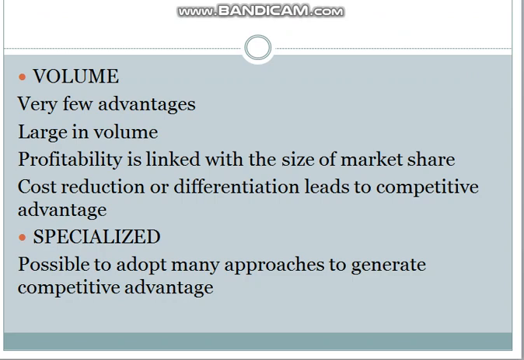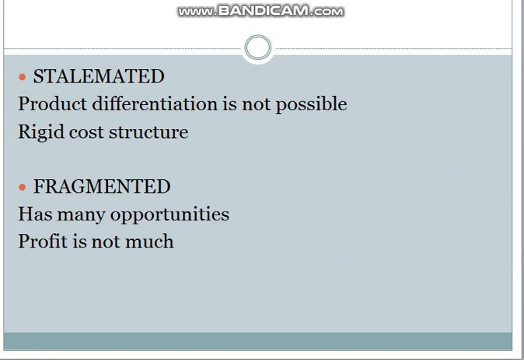Here, in this type of organization, it is possible for an organization to adopt many approaches to generate competitive advantage. And next one is stalemate. Meaningful product differentiation is not possible, and at the same time the cost structure of the industry is very rigid. For example, product differentiation in the sugar industry is more or less meaningless, and its cost is rigid to a great extent because prices of sugarcane are fixed by the government.